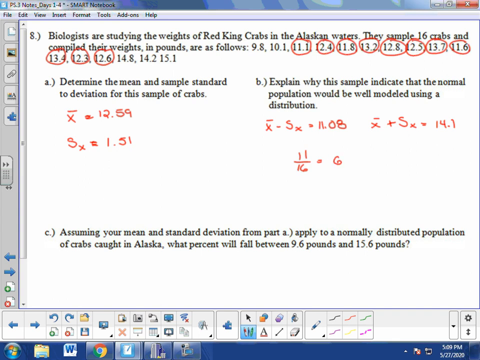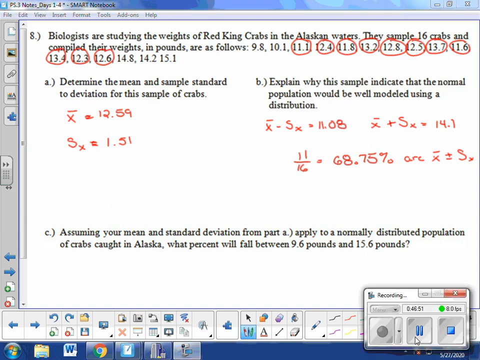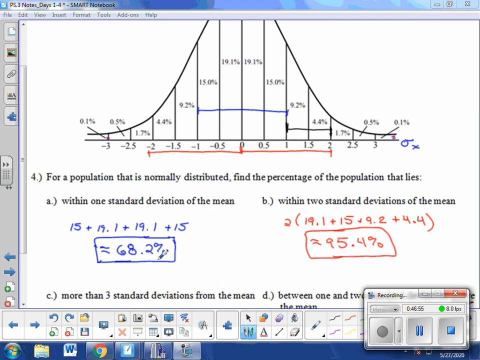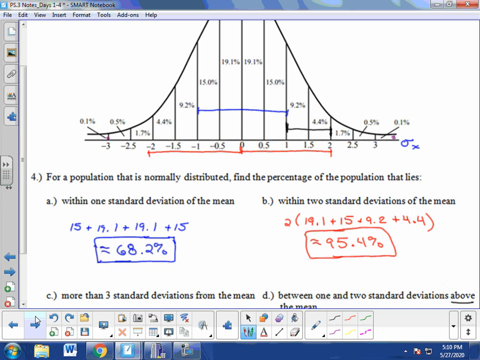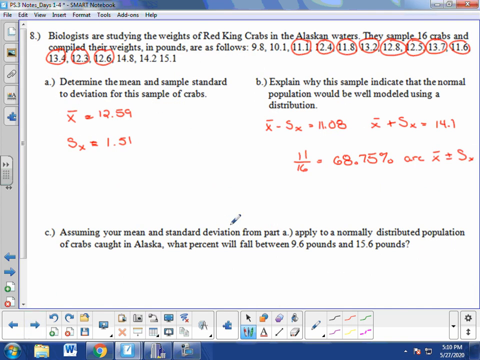If I find this percentage, this would be approximately 78.75% within one standard deviation of the mean, so either above or below. Let's compare that to the curve we looked at earlier. We see that that is very near the 68.2% that it should be within one standard deviation of the mean. So it's not exactly perfect. Very rarely is data perfect, but it's quite close.